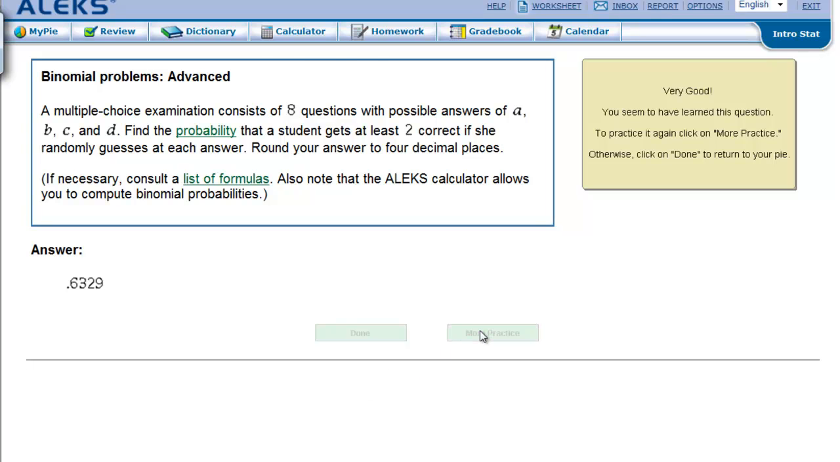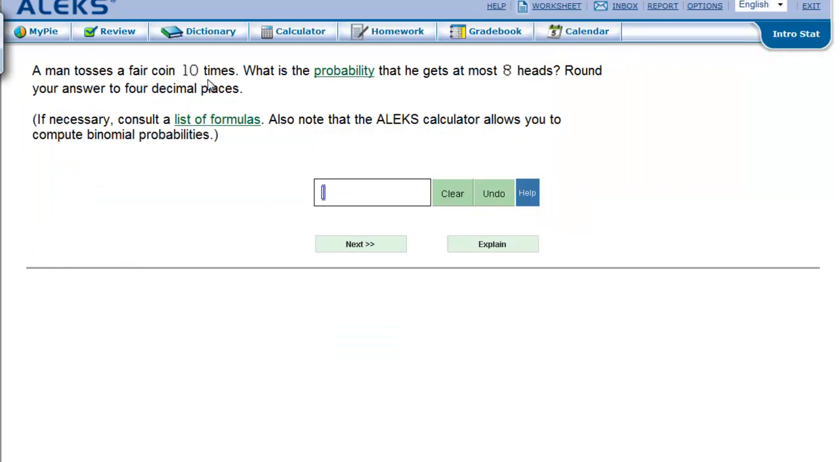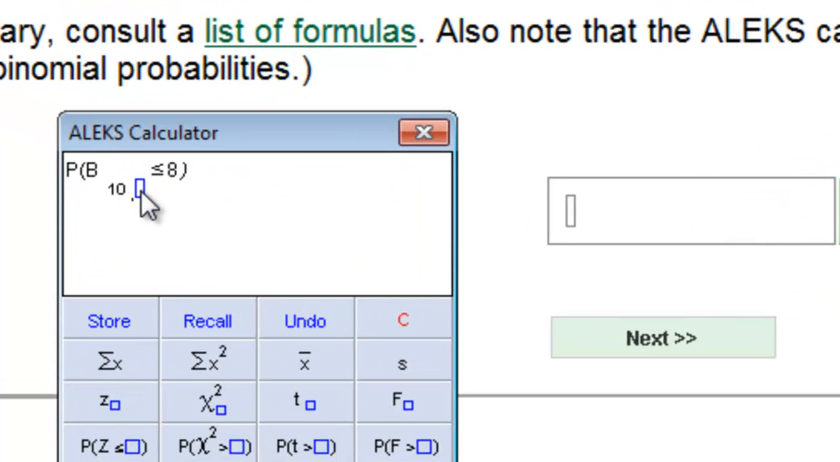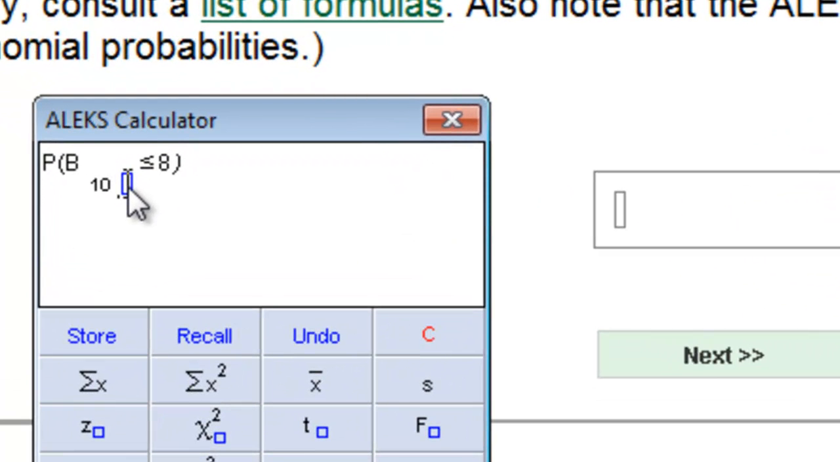We'll do one more and this will be it. So we're tossing the coin 10 times, find the probability that he gets at most 8 heads. So at most 8 heads means 8 or less. So that one's very easy. When we plug this into the calculator, we get the left-hand side, which is the less side. Okay, and this is 8 or less, so it's less than or equal to 8. This is out of 10, and it is heads or tails, so it's a 50-50 shot. And those are the values we put in.